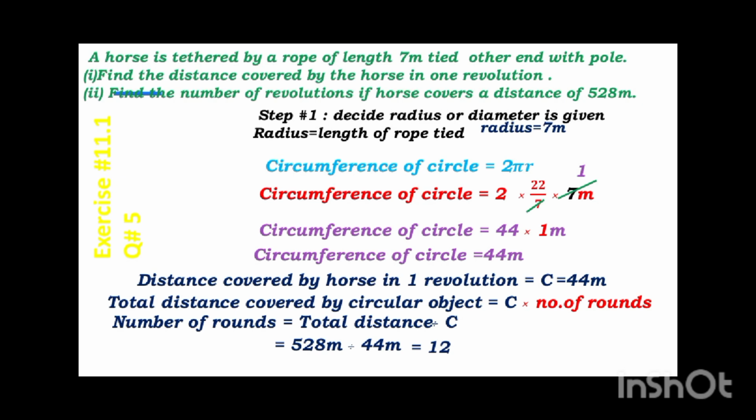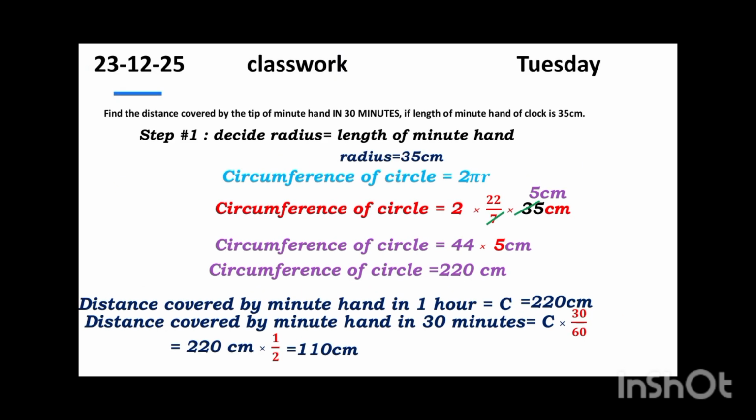Now the total distance covered by the circular object is equal to circumference multiplied by rounds. So if you need to find the number of rounds, it is equal to total distance divided by circumference. So 528 meter divided by 44 meter, that equals 12. So this is the number of rounds.